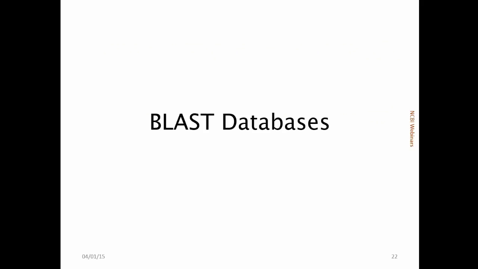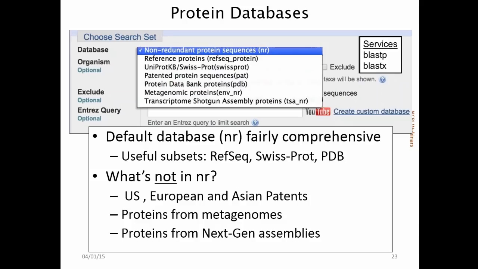Okay, now this I think is one of the thorniest things in terms of using BLAST, knowing which database to search to find your sequence of interest. There are two main sets of databases on the basic BLAST pages. We have a set of protein databases, and of course we have a set of nucleotide databases. So this is what the protein database pull-down list looks like.